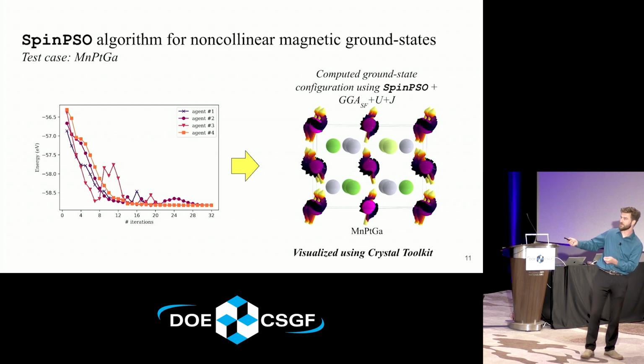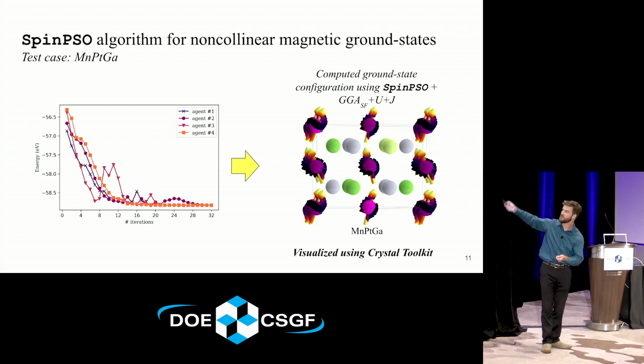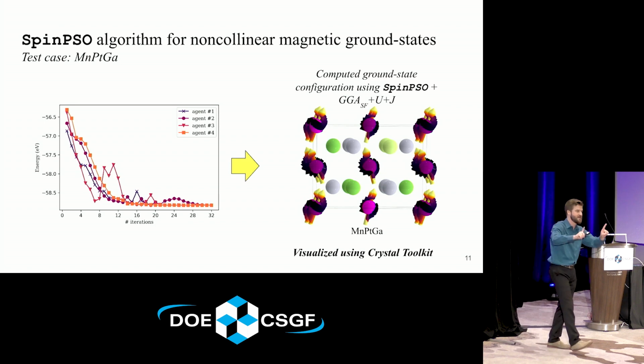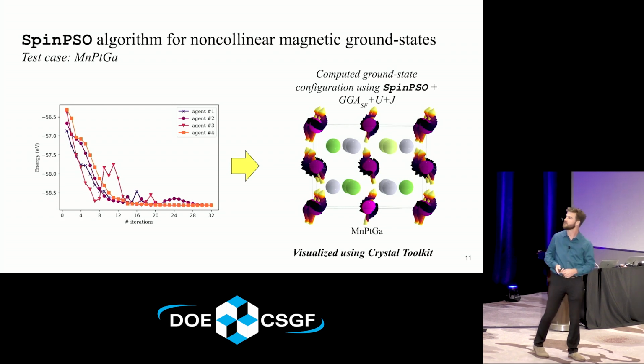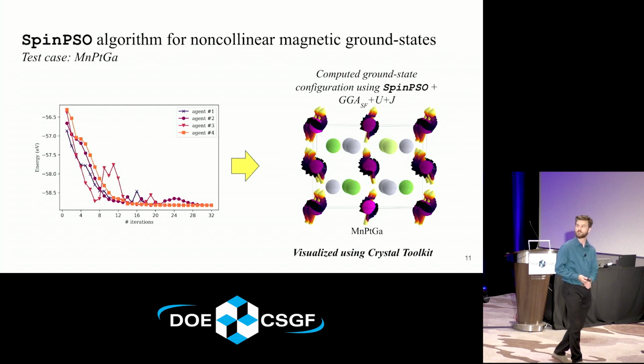And we actually converge, again, for another test material, to the experimentally resolved ground state. So this is non-collinear, as in the moments are canted out of their collinear configuration. And we converge rather rapidly, within 20 to 30 iterations.